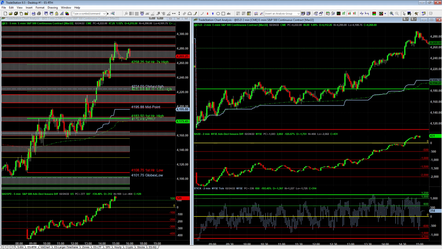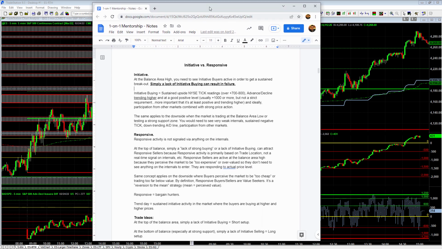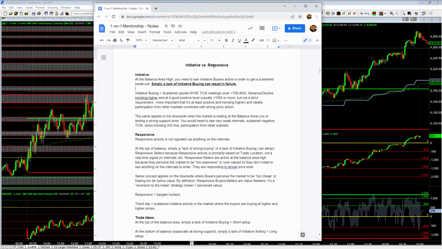So what I'd like to do is pull up some notes from the Open Trader mentorship, and we're going to go over one of the topics that I cover in the mentorship, and it's initiative versus responsive, right? Understanding initiative activity and responsive activity. So we'll start with initiative.